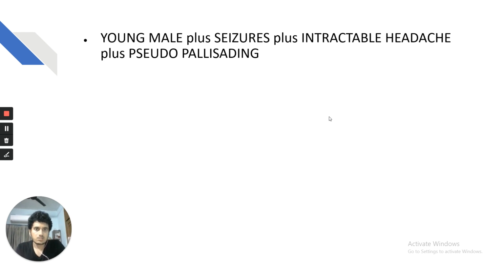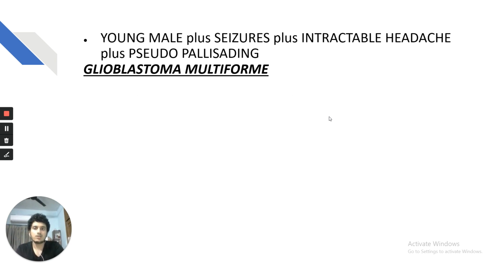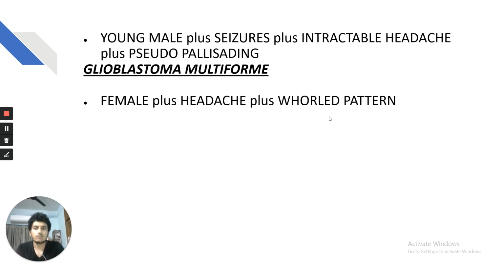Young male presenting with seizures with intractable headache plus pseudopalisading. Again, my dear friends, a tumor more common in the children and more common in the males. Intractable headache indicating something malignant and something more spreading, and pseudopalisading, it is classically glioblastoma multiforme with classically butterfly appearance, crossing the midline, and the features of more malignancy, and the prognosis is usually poor in glioblastoma multiforme.